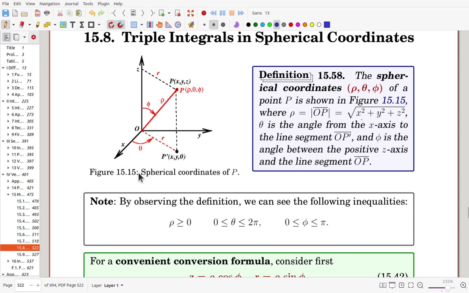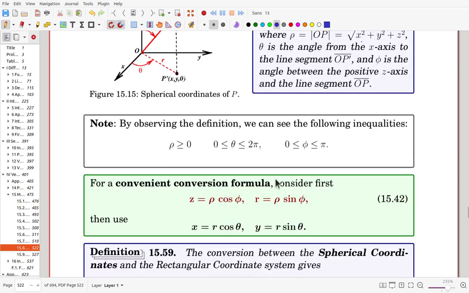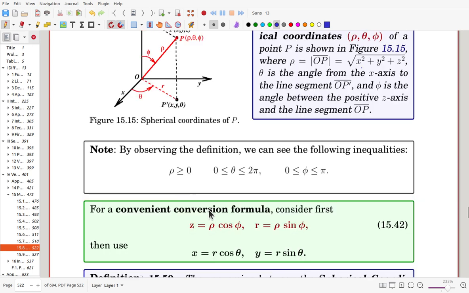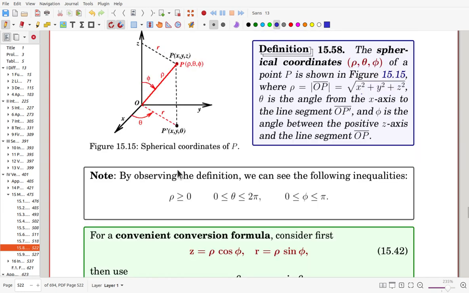Now, we'll try to get a conversion formula between rectangular coordinates and the spherical coordinates. For a convenient conversion formula, you may consider first these equations. From the figure, you can easily see that z, the vertical component, can be found as rho cosine phi. So you can get this one.